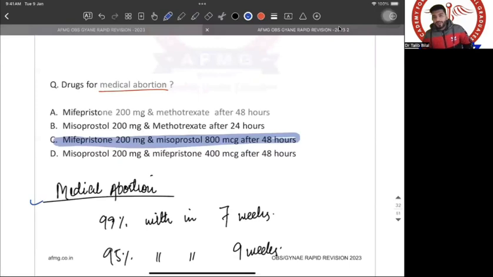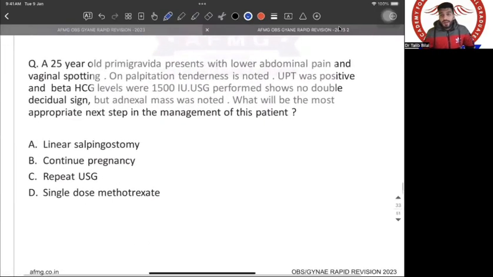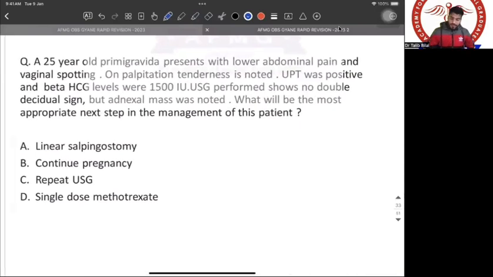After more than 12 weeks, prostaglandins are the choice. And from the workbook, or any other sources you're studying, go through these conditions: at how many weeks we go for suction evacuation, medical abortion, or surgical abortion. Go out and read those things.